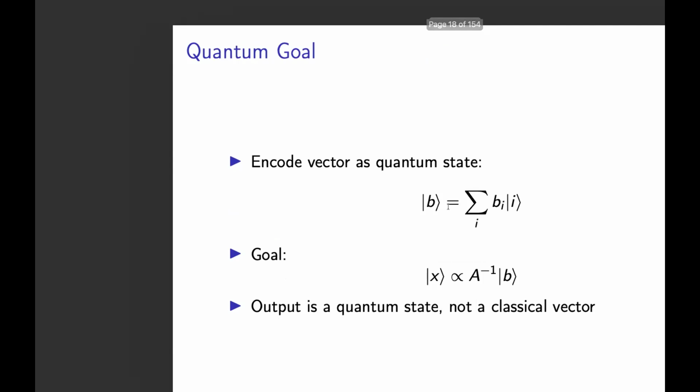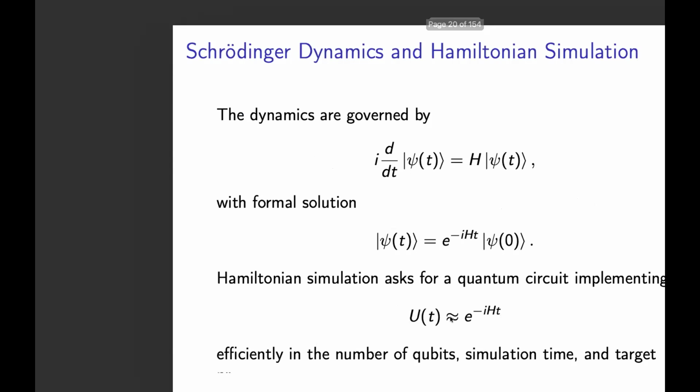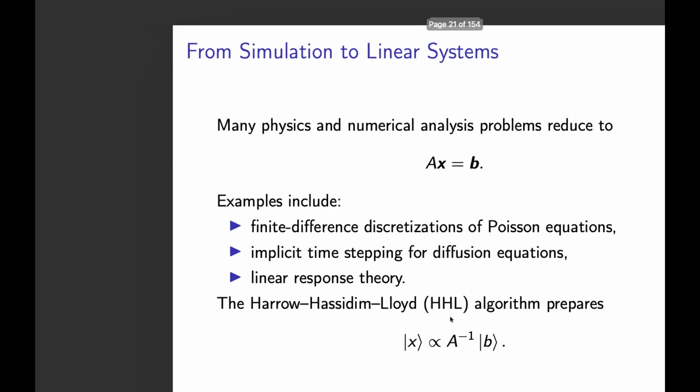So B is now going to be the quantum state, and we are going to express that in terms of a basis. And we are going to find X as the inverse of this matrix times this vector B. And the output is a quantum state, not a classical vector. And we are going now to look at how we can simulate this and what are the basic mathematics. So I'm going to skip some of the slides here.